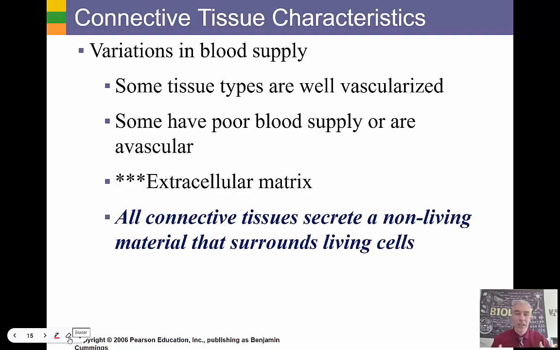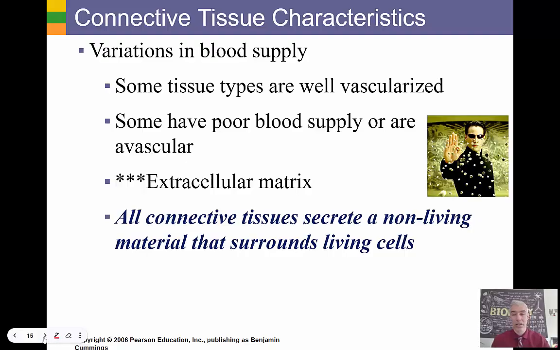We cannot use blood supply as a characteristic for connective tissue because some have great blood supply, some do not have great blood supply. It really depends. But all of them have extracellular matrix. Remember, that is the non-living stuff that cells secrete, that they live in, that gives the characteristic tissues. I don't know if you've ever seen the movie The Matrix, but there's an ode to that.